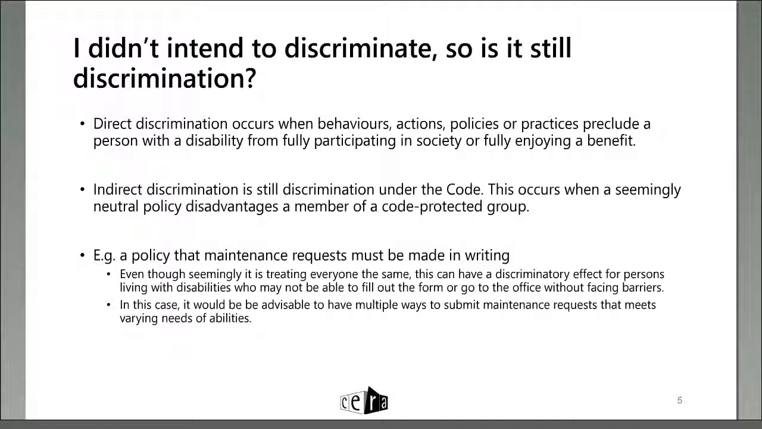An example of this is having a policy in the building where, in order to put in a maintenance request, a renter has to fill out a form in writing and bring it to the superintendent's office. Even though seemingly it is treating everyone the same, this can have a discriminatory effect for persons living with disabilities who may not be able to fill out the form or go to the office without barriers. In this case, it would be advisable to have multiple ways to submit maintenance requests that meet varying needs of abilities.